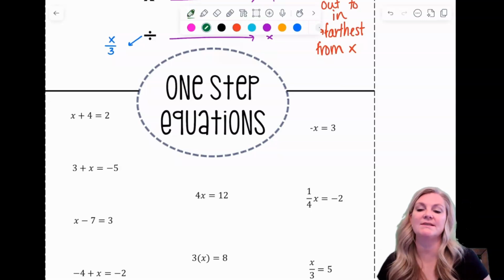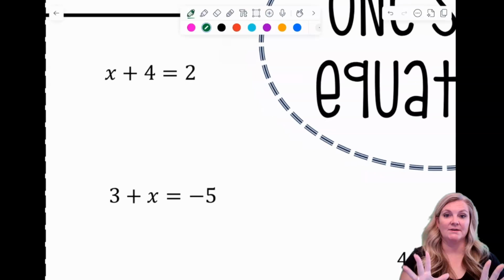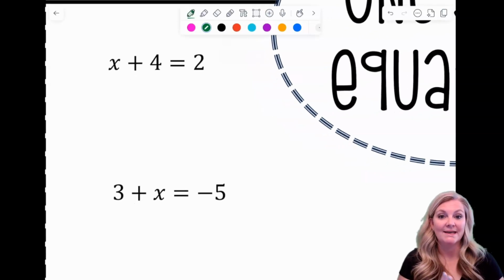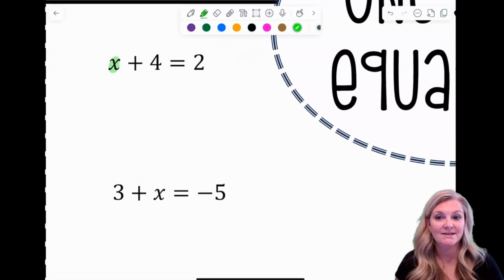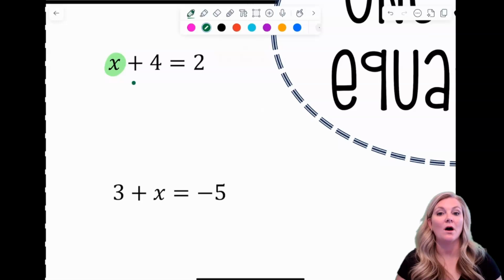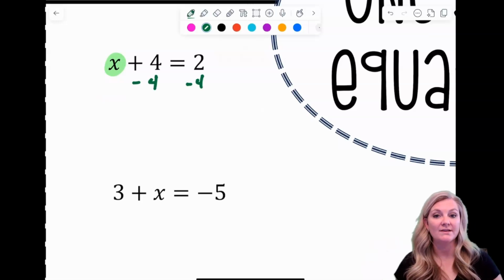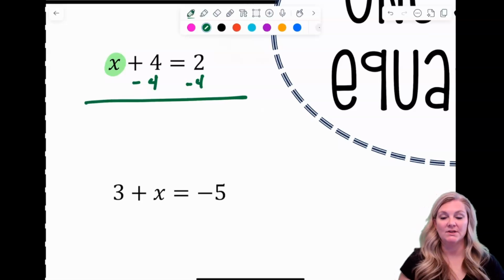So let's look at this first example. There's lots of examples here. X plus 4 equals 2. So what is currently happening to my x is it is being added by 4. So how you undo adding 4 is you subtract 4. And what you do to one side, you have to do to the other.